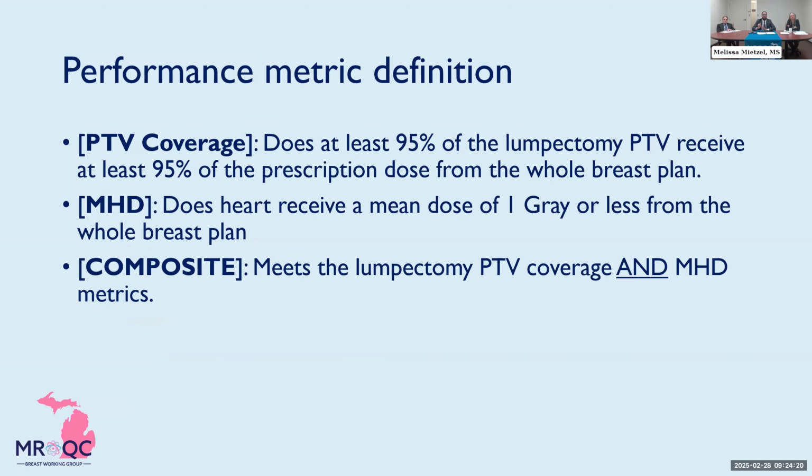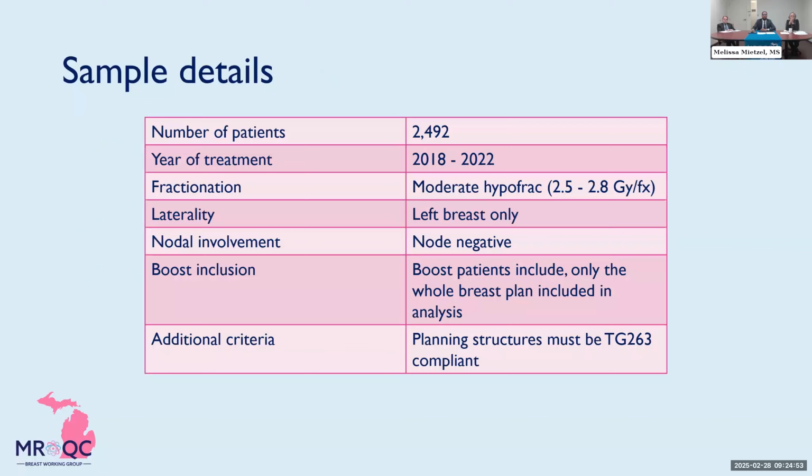Again, the performance metrics that we are looking at are a PTV coverage metric, defined as at least 95% of the lumpectomy PTV receiving at least 95% of the prescription dose from the whole breast plan. The mean heart dose metric is defined as the heart receiving a mean dose of 1 gray or less from the whole breast plan. And the composite metric is meeting both the lumpectomy PTV coverage and the mean heart dose metric.